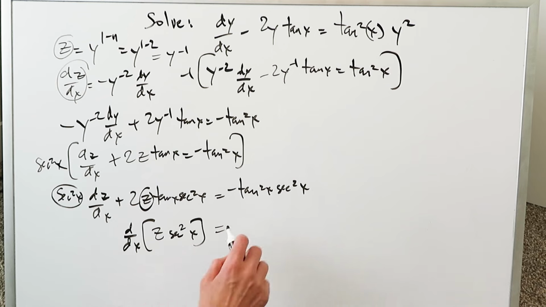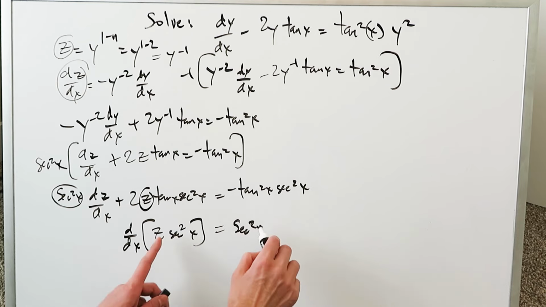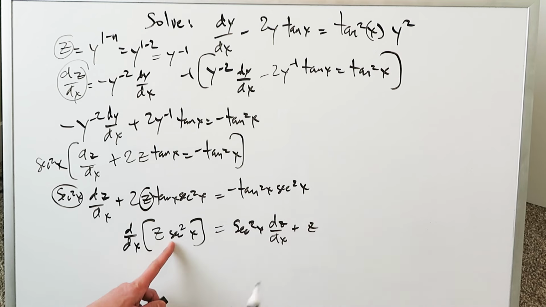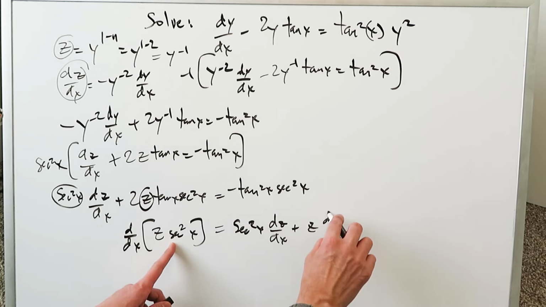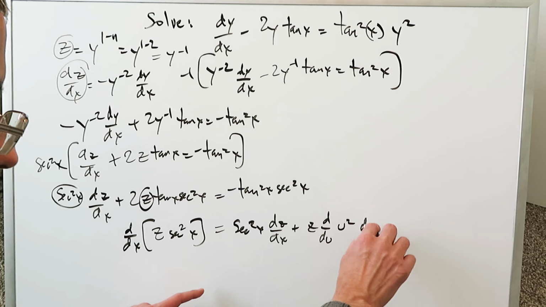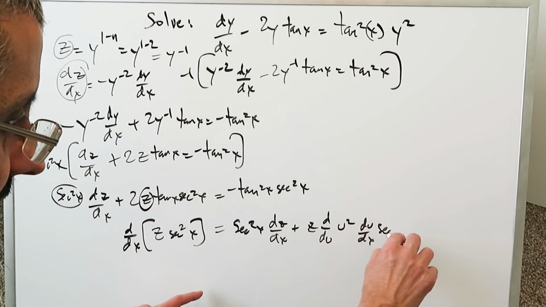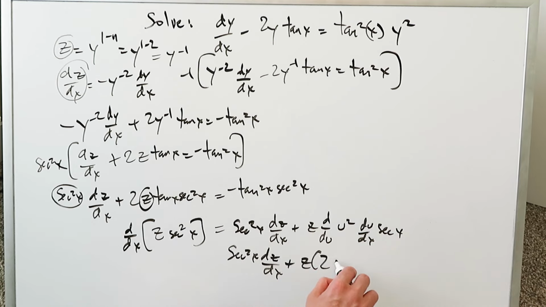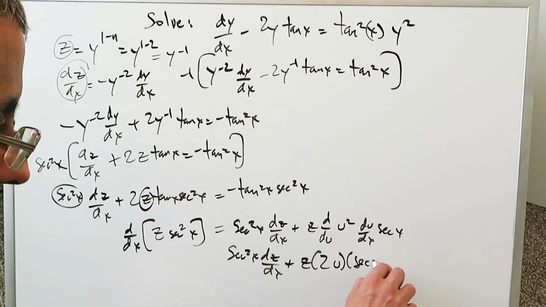You have a product rule coming here. You'll do secant square x times the derivative of z, which is dz over dx, plus z times the derivative of secant square x, which you can do with the chain rule, d over du of u square, and then du over dx, secant x, because u here is secant x. You'll have secant square x dz over dx plus z times 2u times secant x tan x.